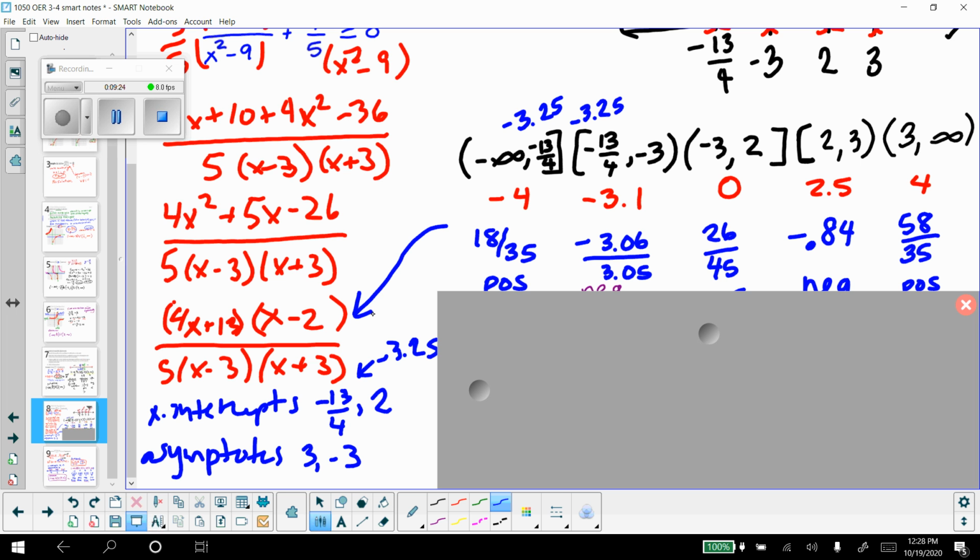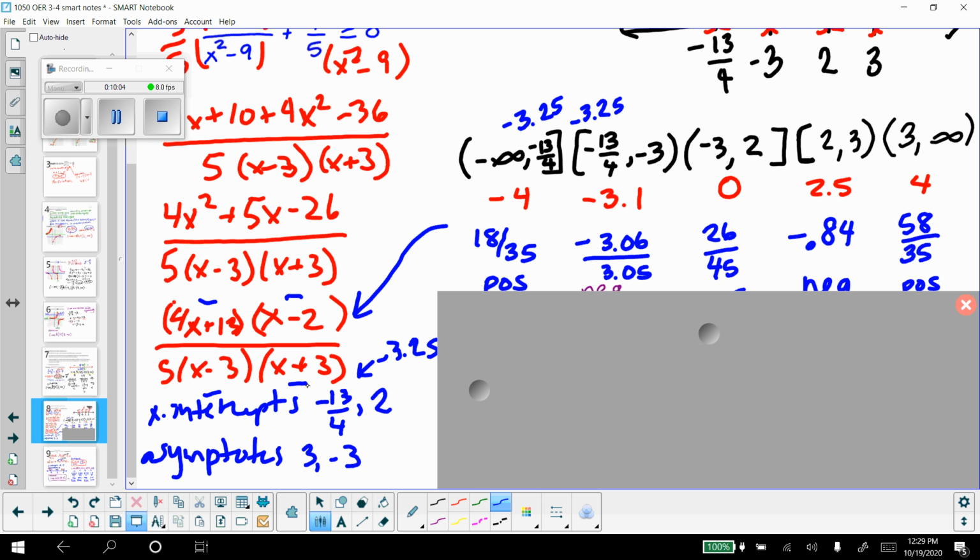Quickly, let's go through and see how we can see that that answer is positive. So 4 times negative 4 is negative 16 plus 13. That gives us a negative. Negative 4 minus 2 is going to be negative 6, which is a negative. And then 5 times negative 4 minus 3, so that would be negative 23. And then negative 4 plus 3, so that would be negative 1. So we end up with a negative times a negative in the numerator divided by a negative times a negative in the denominator. So positive divided by positive gives us a positive result.